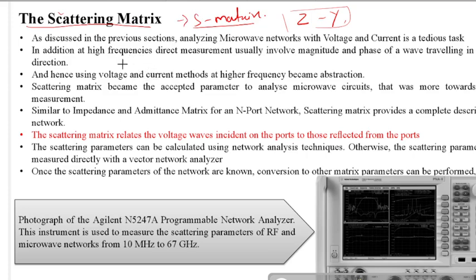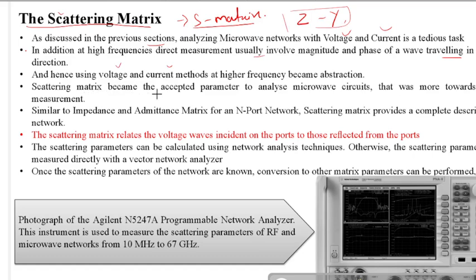As discussed in the previous lectures, analyzing microwave networks with voltage and current is a very difficult task. At high frequency, direct measurement involves the magnitude and phase of waves traveling in a particular direction. When the frequency really increases, even a small device can create a phase difference issue while measuring with equipment, and hence using the voltage and current method is not sufficient, because the Z and Y parameters use the voltage and current method.